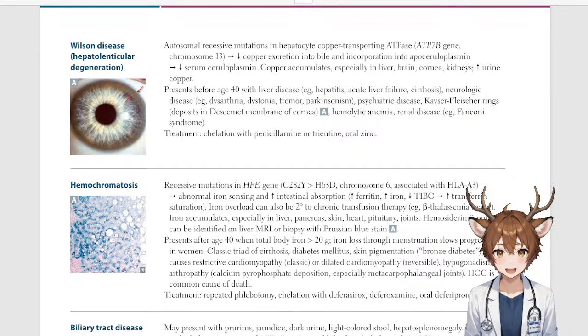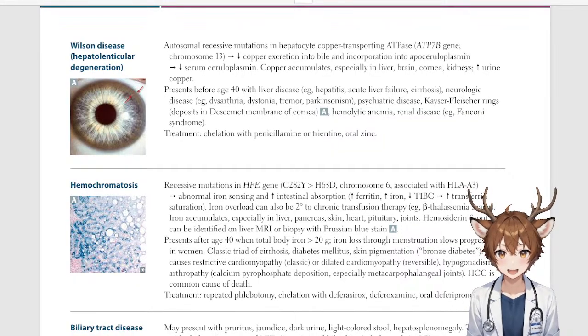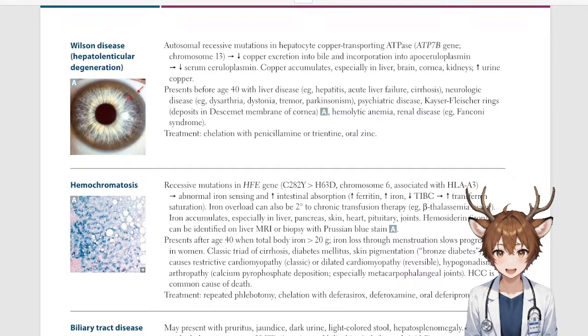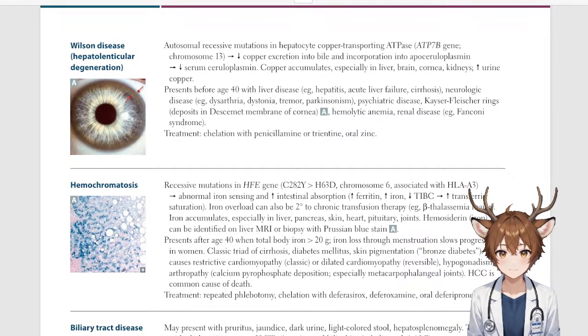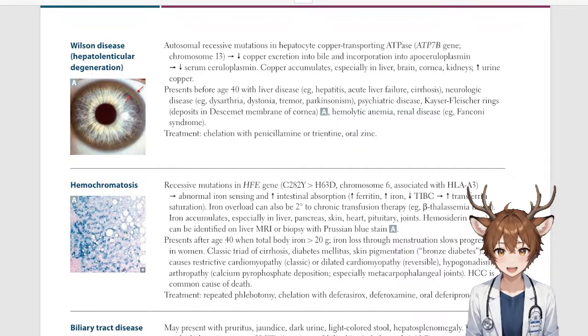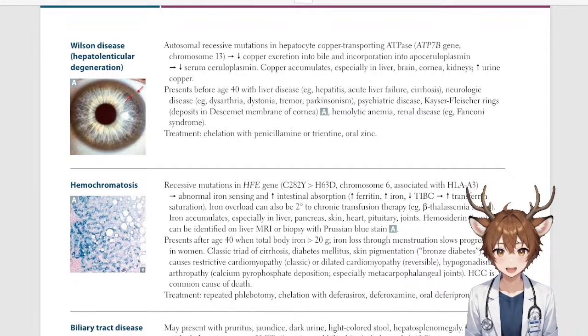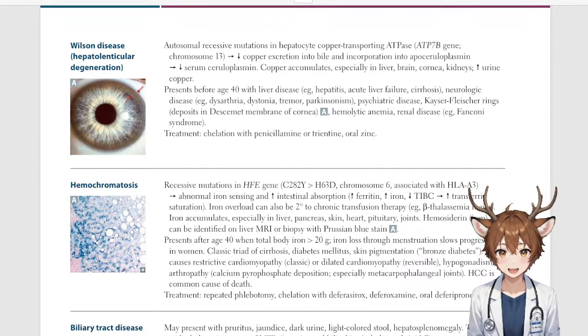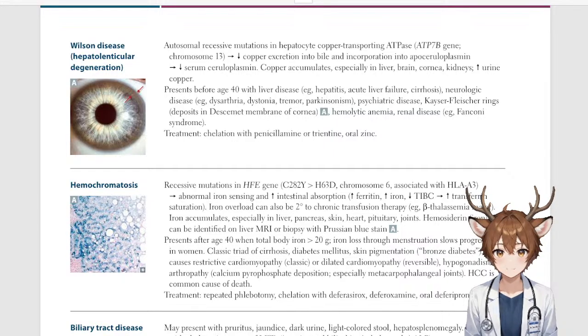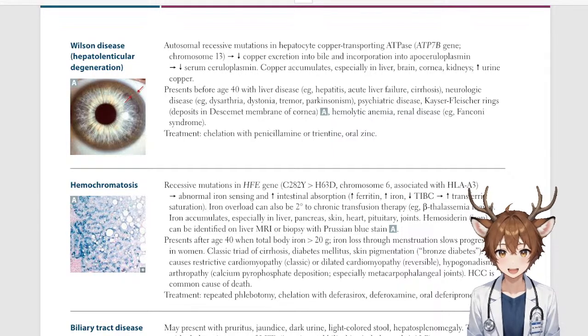It presents before age 40 with liver disease like hepatitis, acute liver failure, and cirrhosis; neurologic disease like dysarthria, dystonia, tremor, and Parkinsonism; psychiatric disease; Kayser-Fleischer ring, which you see in the eyes as you can see right there, deposits in the Descemet membrane of the cornea; hemolytic anemia; and renal disease, Fanconi syndrome.